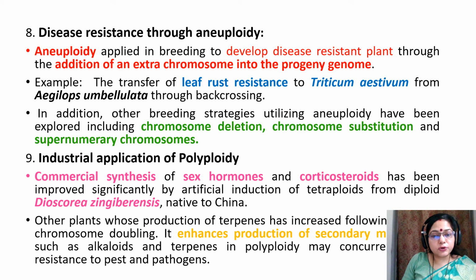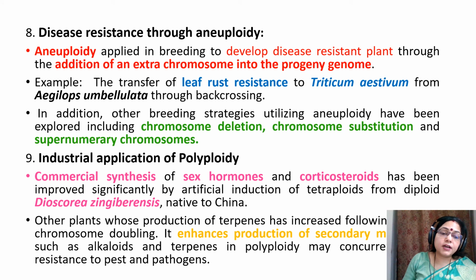Disease resistance through aneuploidy. Aneuploidy is applied in plant breeding to produce disease-resistant plants through the addition of one extra chromosome in the progeny genome. For example, the transfer of leaf rust resistance to Triticum aestivum from Aegilops umbellulata through backcrossing. In addition, other breeding strategies utilizing aneuploidy have been explored, including chromosome deletion, chromosome substitution, and supernumerary chromosomes.